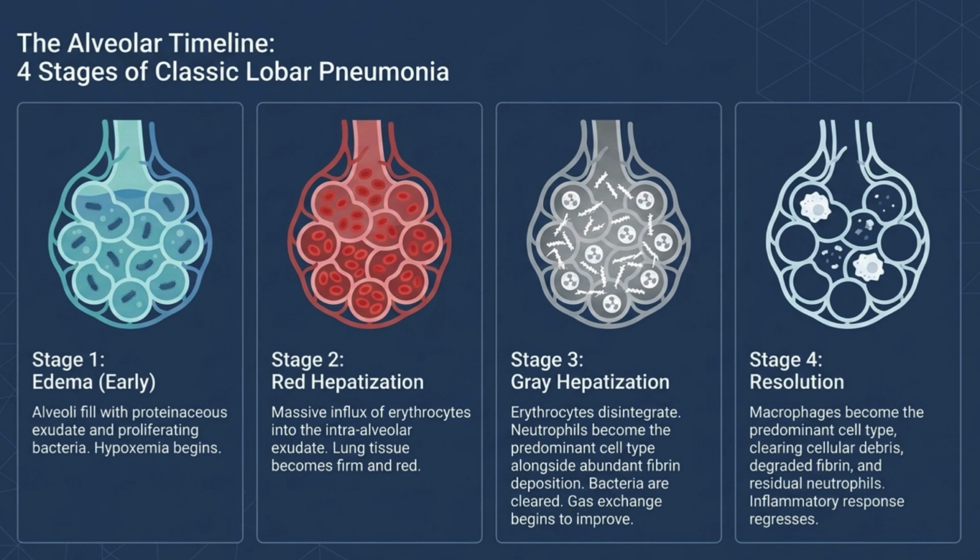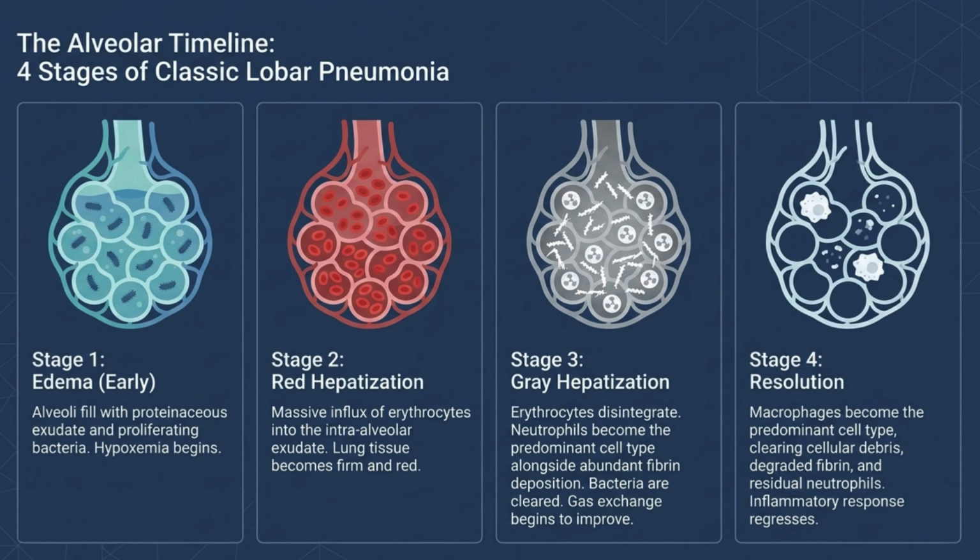This is a classic pathology favorite for Step 1. Stage 1, early edema. Stage 2, red hepatization. Stage 3, gray hepatization. Stage 4, resolution. In the edema phase, we have early proteinaceous exudate and proliferating bacteria.